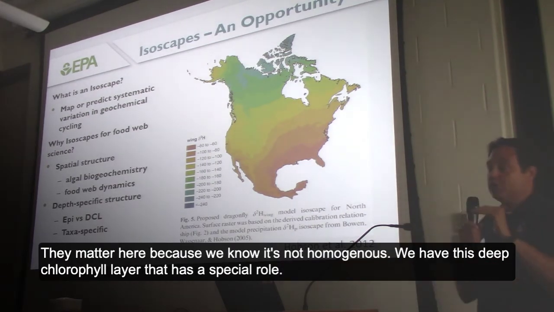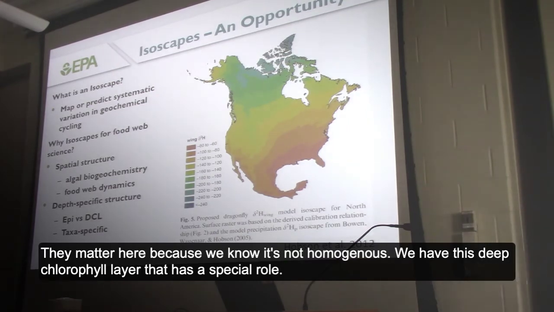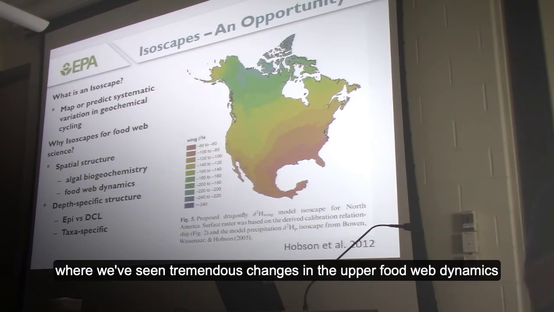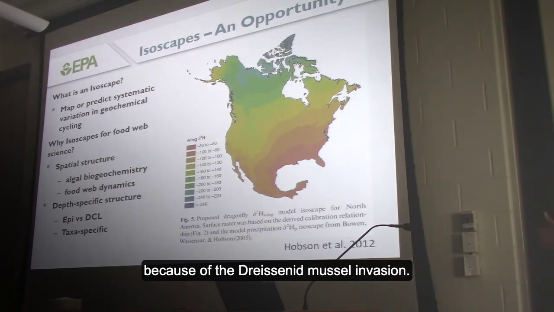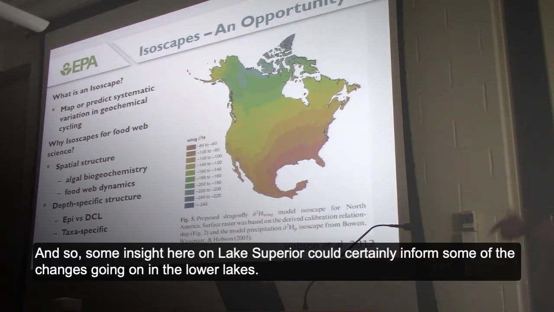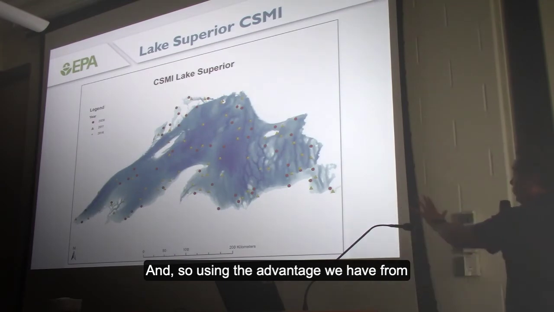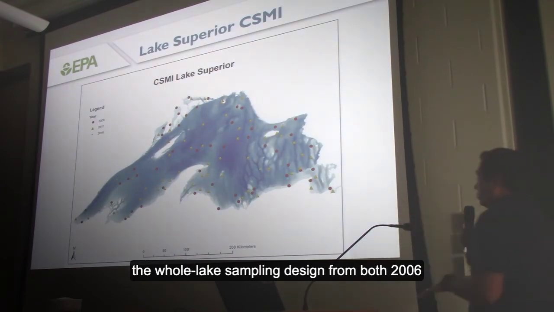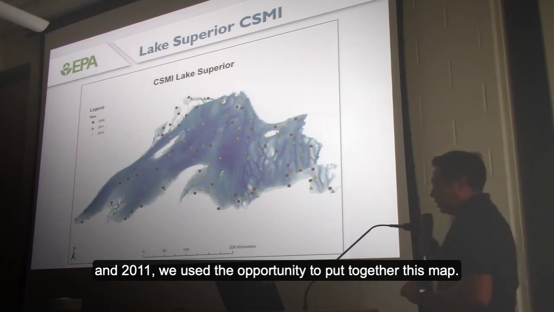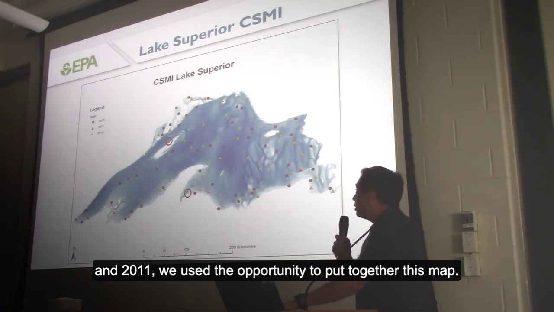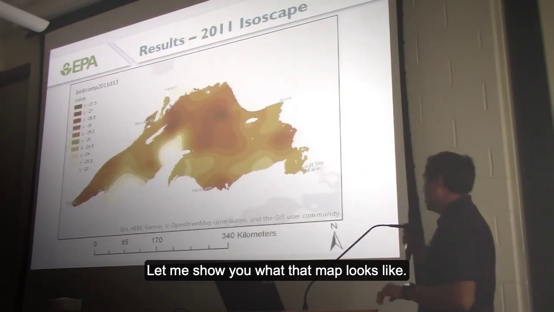They matter here because we know it's not homogeneous. We have this deep chlorophyll layer that has a special role. And it matters a lot with respect to the other Great Lakes, where we're seeing tremendous changes in the upper food web dynamics because of the dreissenid mussel invasion. And so some insight here in Lake Superior could certainly inform some of the changes going on in the lower lakes. And so using the advantage we have from the whole-lake sampling design from both 2006 and 2011, we used the opportunity to put together this map. Let me show you what that map looks like.